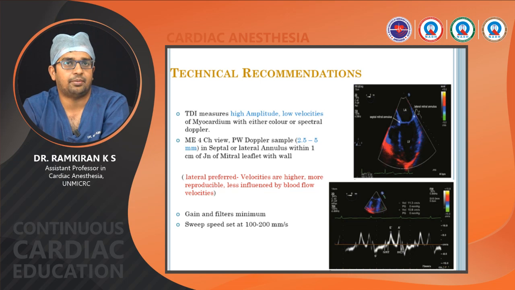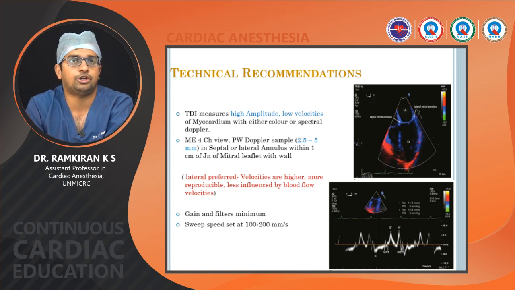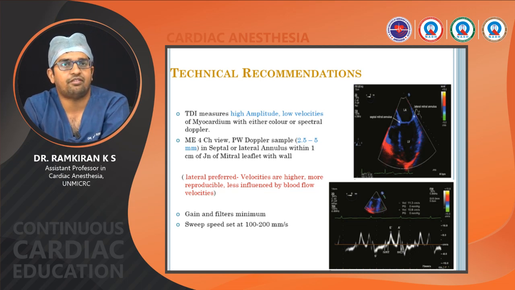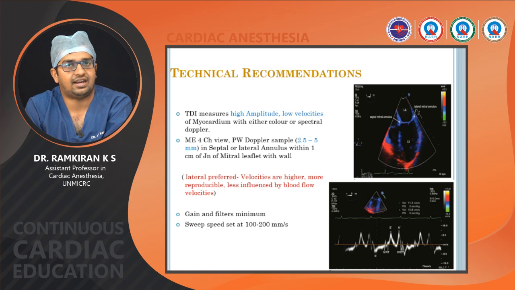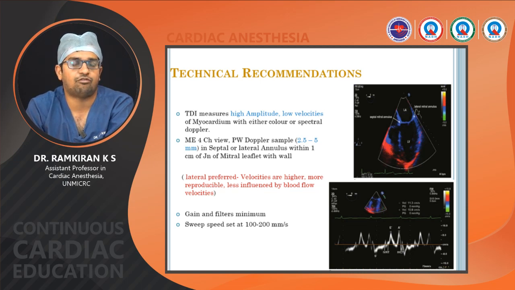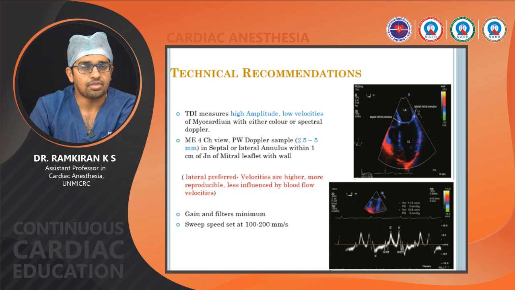Now, what are the technical recommendations? Tissue Doppler measures high amplitude, low velocities of myocardium with either color or spectral Doppler. So in mid-esophageal 4-chamber view, you can take a pulse wave Doppler sample which is around 2.5 to 5 mm in either the septal or the lateral annulus within 1 centimeter of the junction of the mitral leaflet with the wall. So lateral annulus is preferred because the velocities are higher, more reproducible, and it is less influenced by the blood flow velocities. So apart from that, we have to keep the gain and filters minimum and sweep speed at around 100 to 200 millimeters per second.